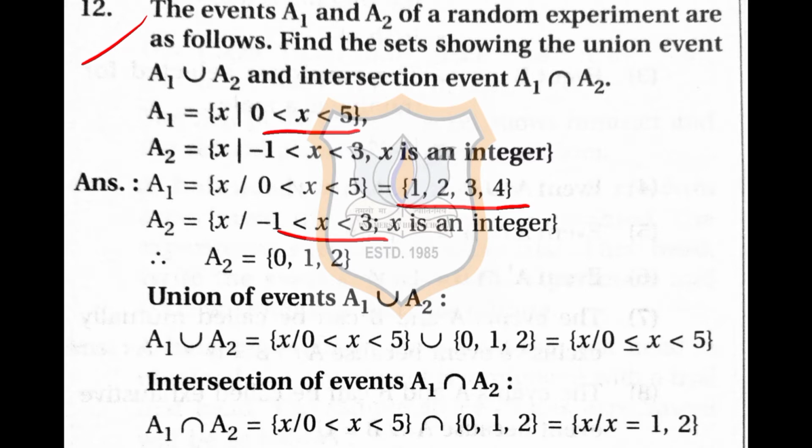A2 is minus 1 less than x less than 3, and x is an integer. So the numbers which are between minus 1 and 3, what are the numbers? You can have 0, you can have 1, you can have 2. So what are the numbers between minus 1 and 3? 0, 1, 2. So this is your set A2.